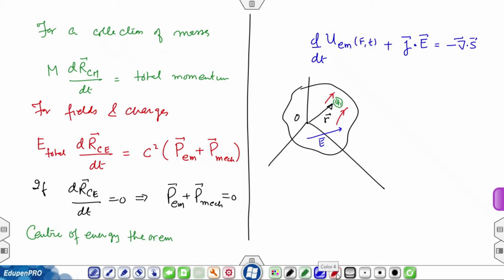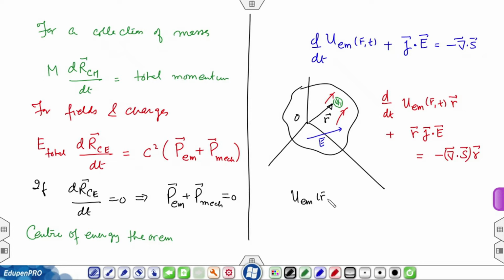Let me multiply by r on both sides and write this as d by dt of u electromagnetic (r, t) multiplied by r. Notice that this r does not depend on time, it is the distance of a given point, plus r j dot E, where E is the electric field, is equal to minus del dot S times r. So, let me write what different terms are. u_EM(r, t) is the energy density for EM fields that exists there. E is the electric field, and S is the Poynting vector.